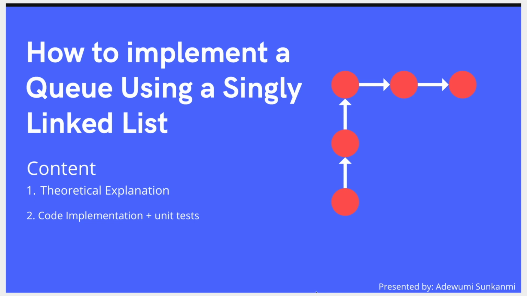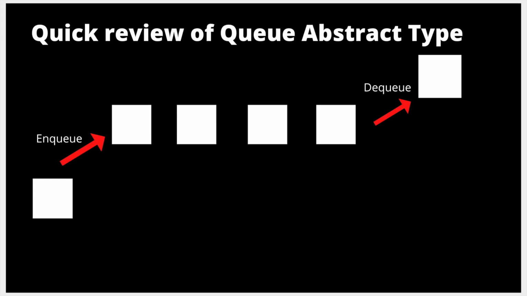Today, we're going to be looking at how to implement a queue using a singly linked list data structure. First, we're going to look at the theoretical explanation, kind of an overview. Then we're going to proceed to the code implementation. And I've also included unit tests.